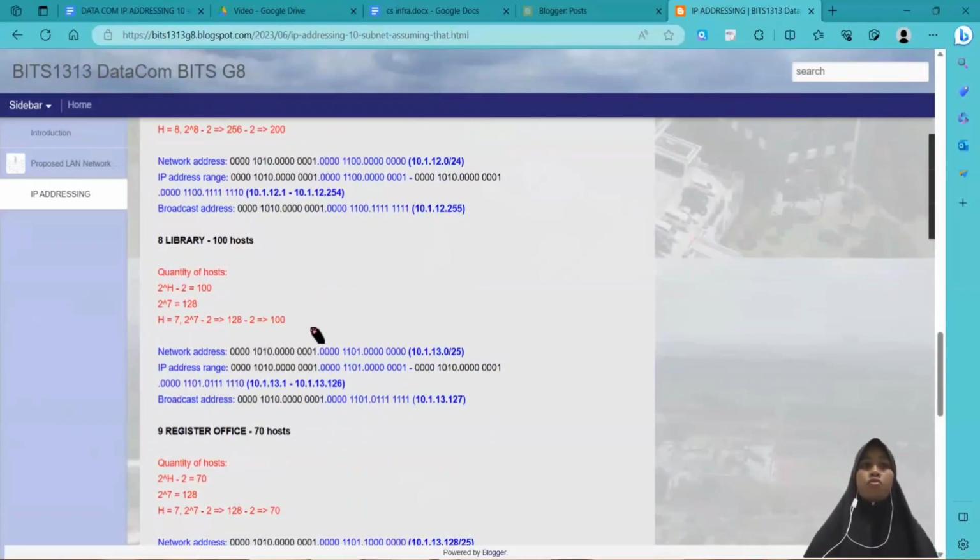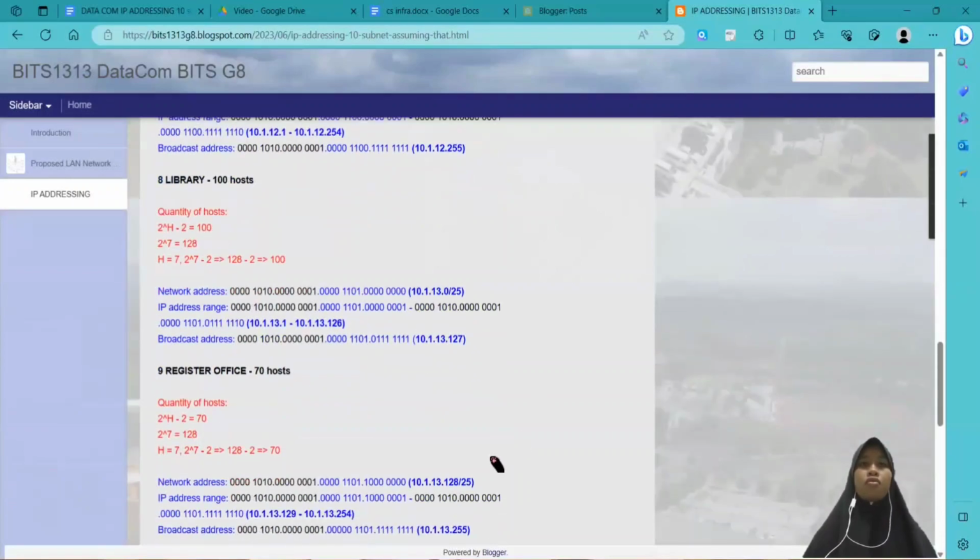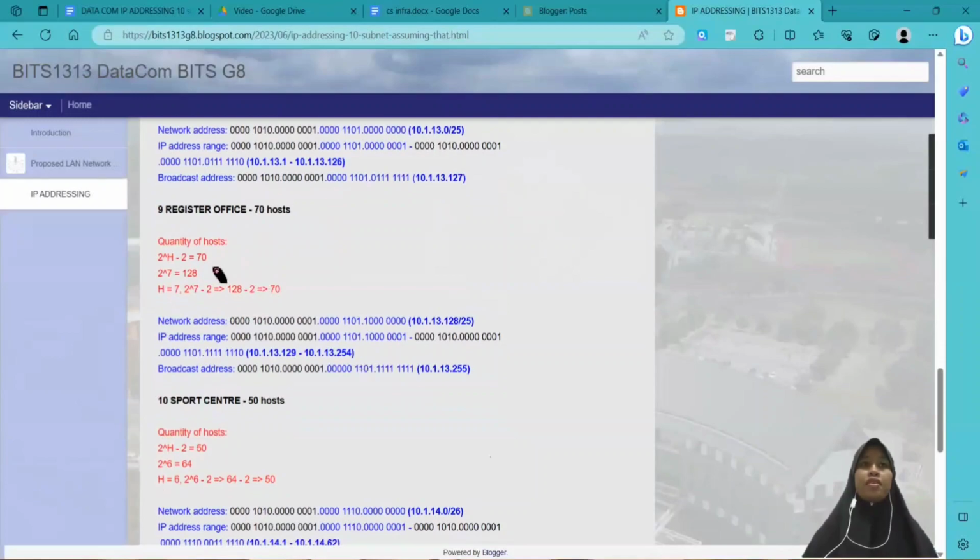7 provides 128 hosts and the network address is 10.1.13.0. IP address range is from 10.1.13.1 until 10.1.13.126 and the broadcast address is 10.1.13.127. Register office with 70 hosts. Bits borrowed is 7 also and the network address is 10.1.13.128. IP address range is from 10.1.13.129 until 10.1.13.254 and the broadcast address is 10.1.13.255.